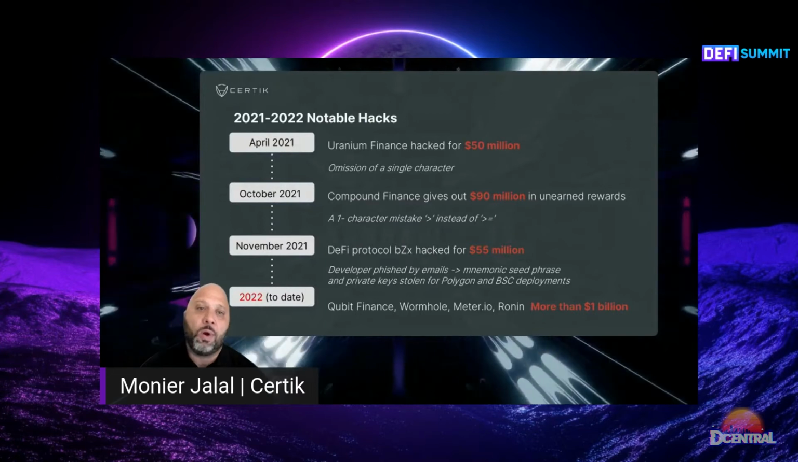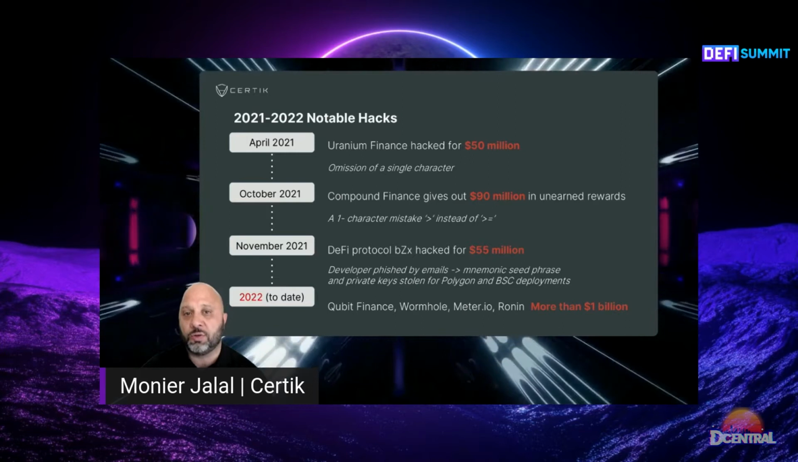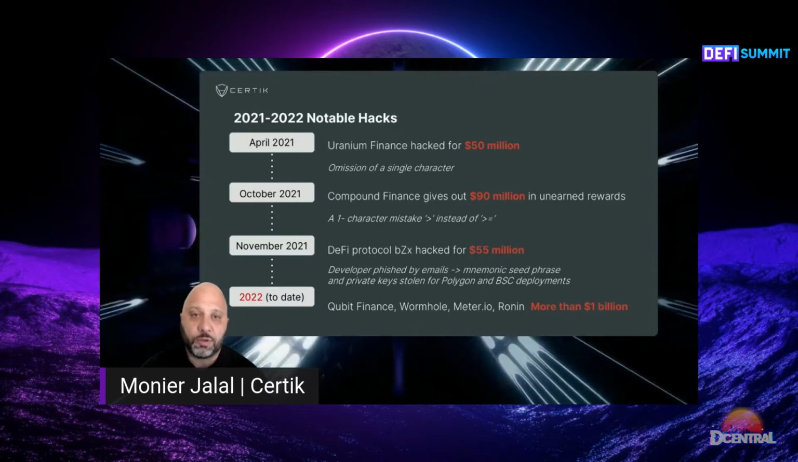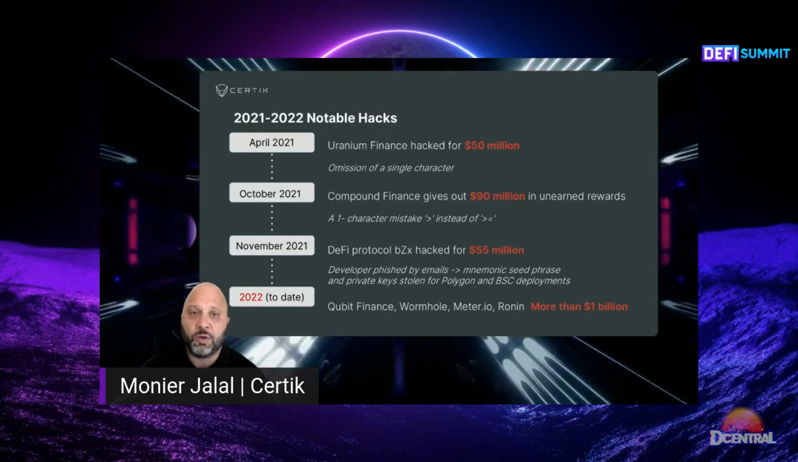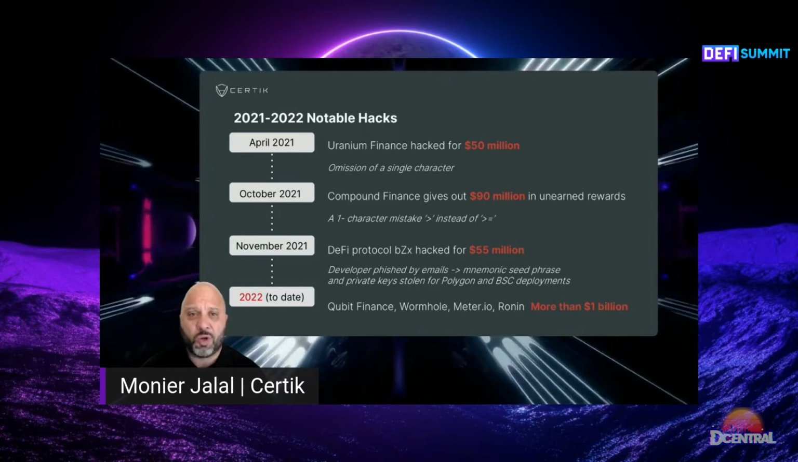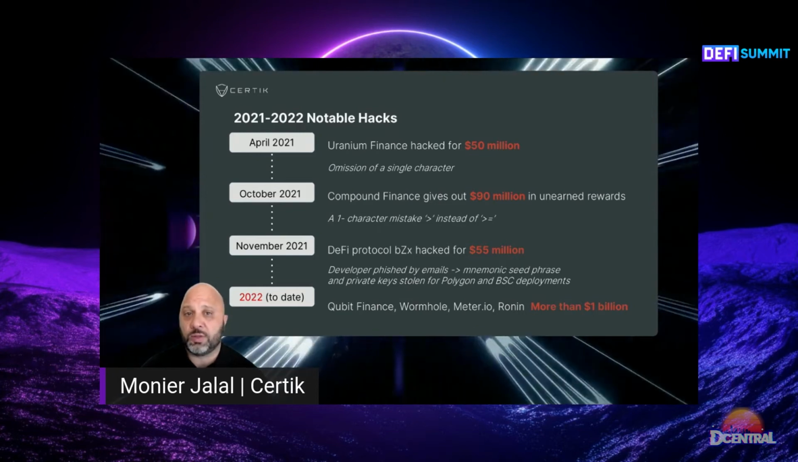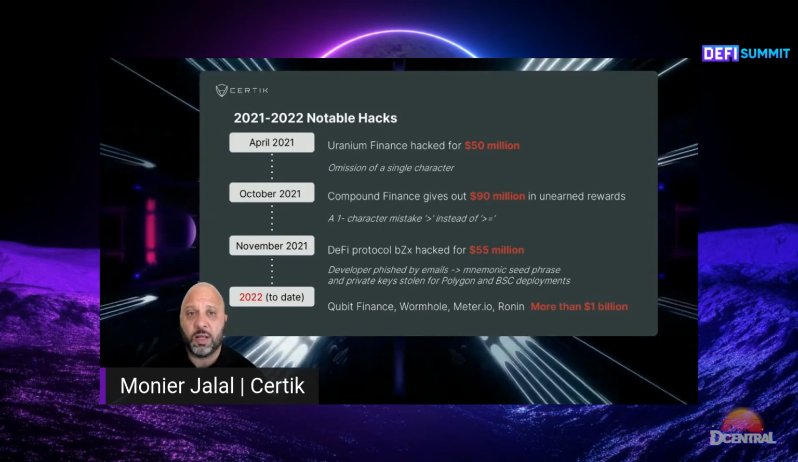So what are we talking about when we refer to these hacks? Some of them are more notable hacks that happened last year and this year, and are large in crypto losses, and even more surprising, how little it took to cause these issues. Some examples: the Uranium Finance and Compound Finance exploits were due to very minor code errors that were found for the exploit, while the DeFi protocol bZx hack was the result of a phishing attack compromising private keys. And as I mentioned before, 2022 is already a year with greater losses than last year.